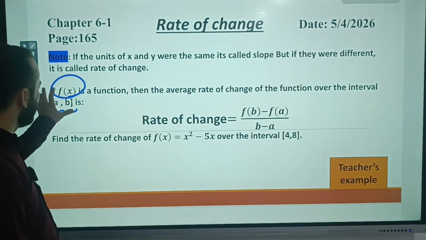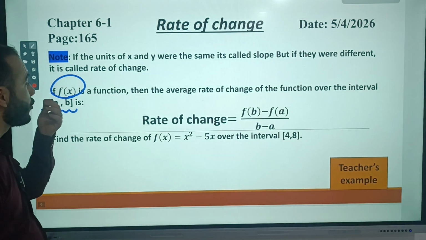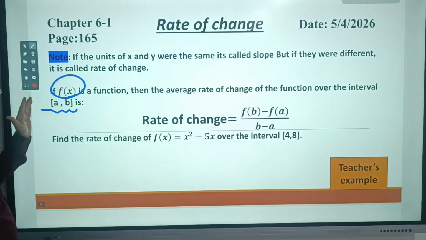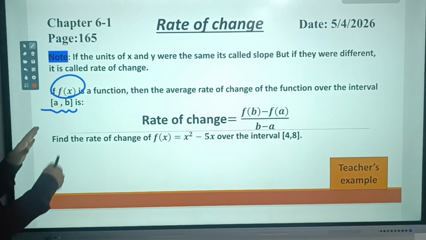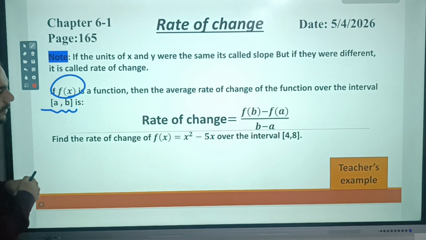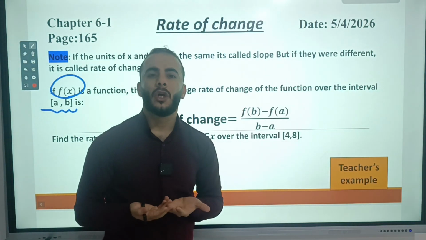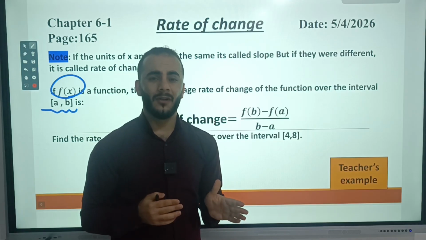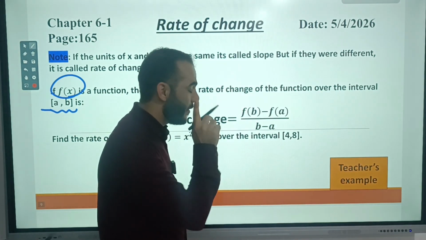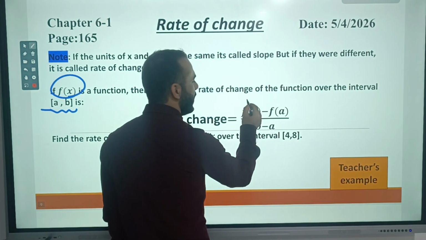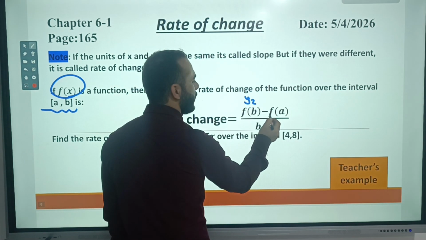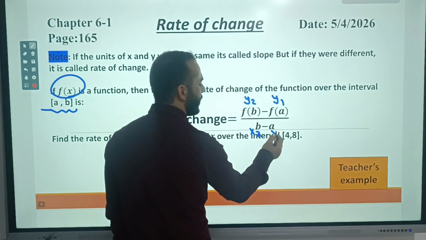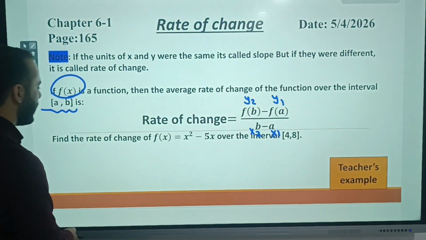So, first of all, we need to find out what a and b are in the questions we face. Remember, from left to right, the left side stands for a, and the right side shows the value of b. In order to find the rate of change, we need to substitute each one of them individually into the function, find out their values, and then use this formula. Compare it with the slope. Instead of f of b, in slope we had y2, and instead of f of a, we had y1, and instead of b, we had x2, and instead of a, we had x1. The same thing, the same job.